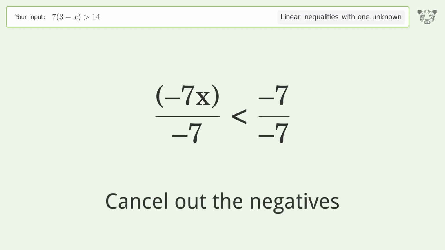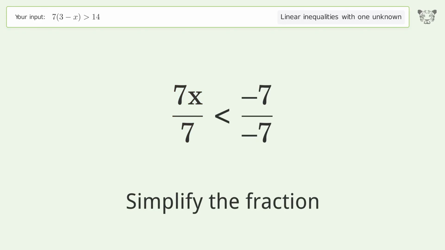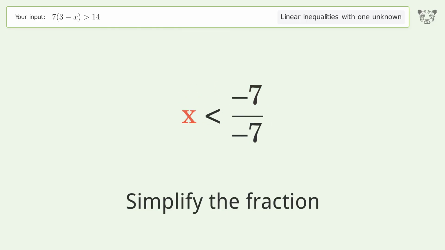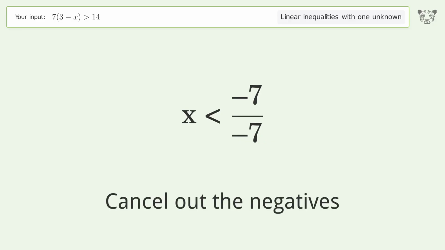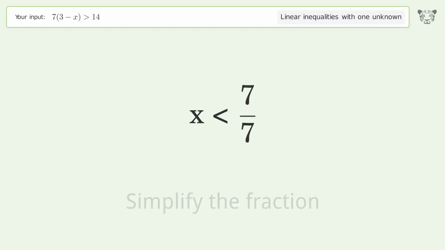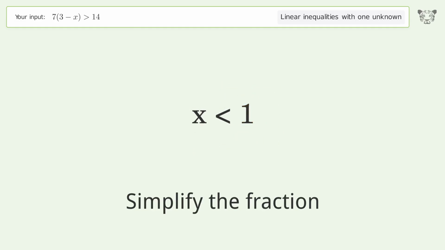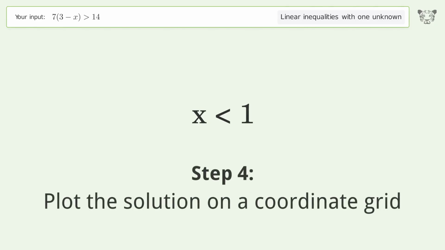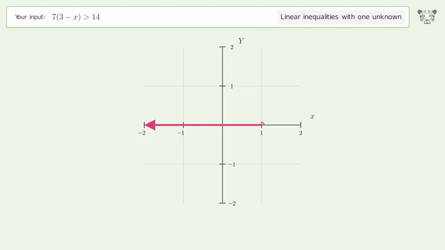Cancel out the negatives. Simplify the fraction. Cancel out the negatives. Simplify the fraction. Plot the solution on a coordinate grid. And so the final result is x smaller than 1.